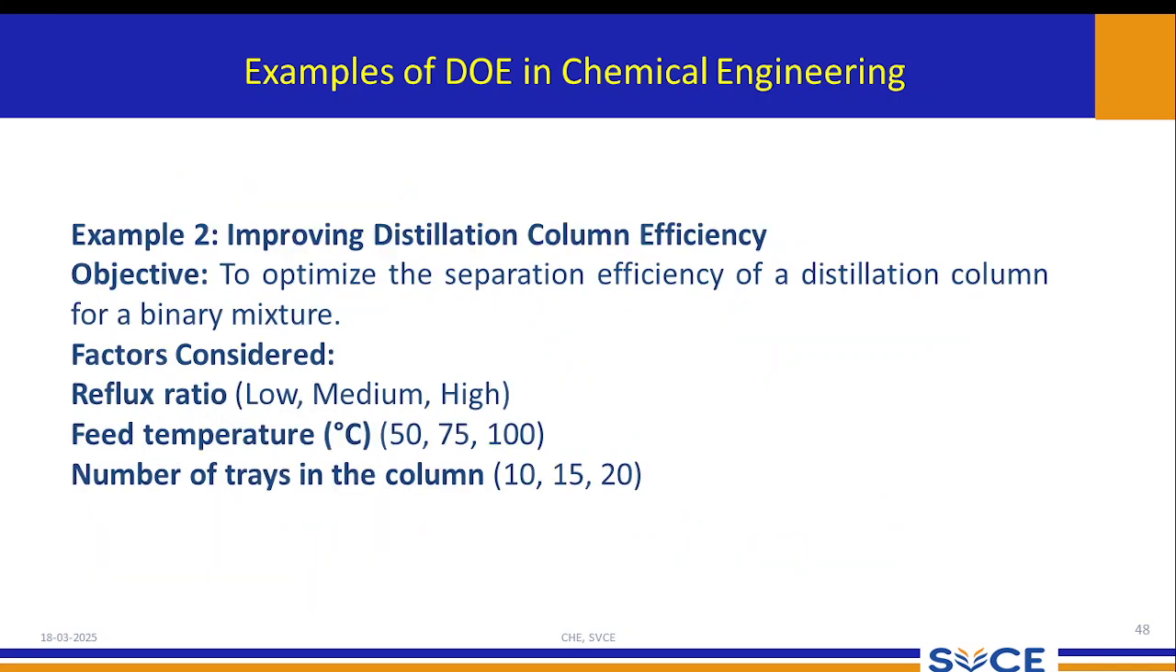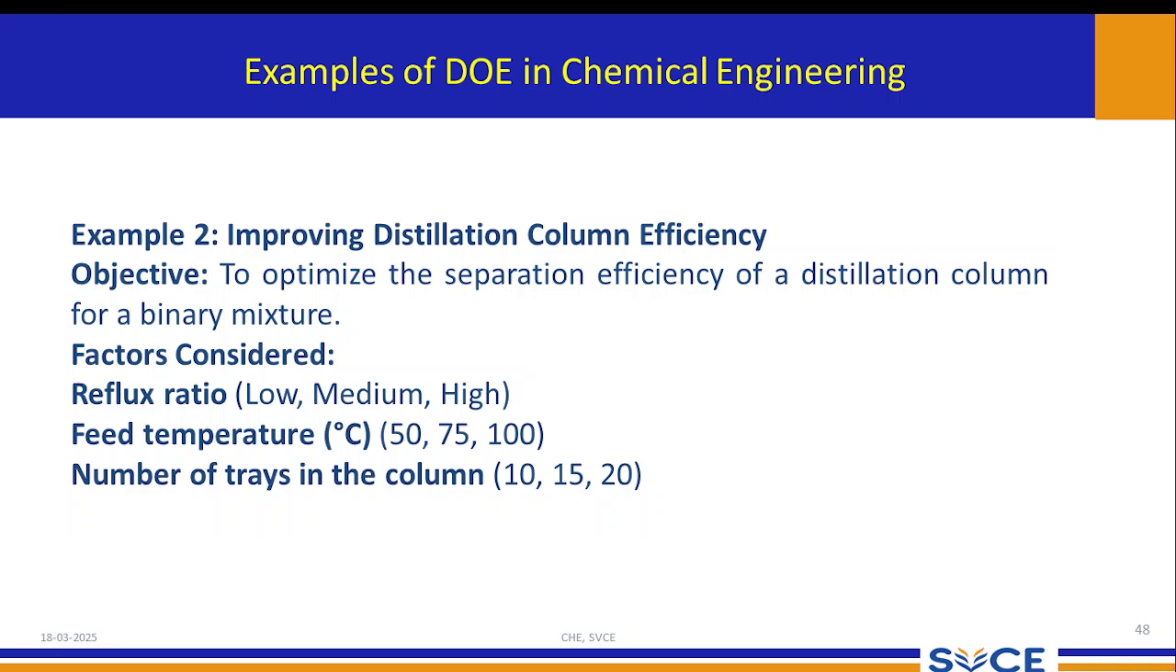Coming to the second part, here we are going to talk about improving distillation column efficiency, that is, optimizing the separation efficiency of a distillation column for a binary mixture. What are the factors which affect the separation efficiency? The length of the column, that is, the number of trays in the column, the feed temperature entering the distillation column, and the reflux ratio, that is L by D: the amount of distillate sent back, recycled to the distillation column, the amount of liquid L divided by the distillate which has been collected.